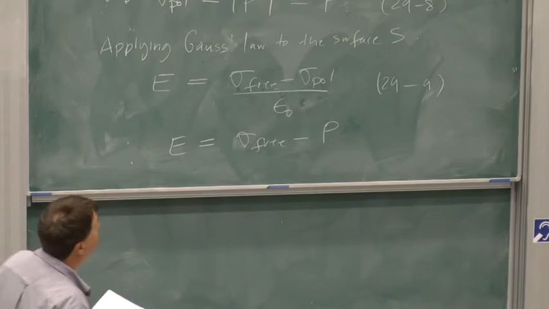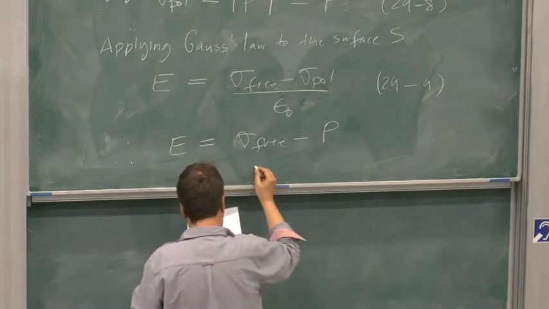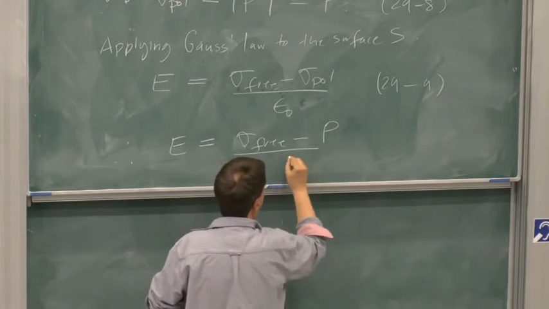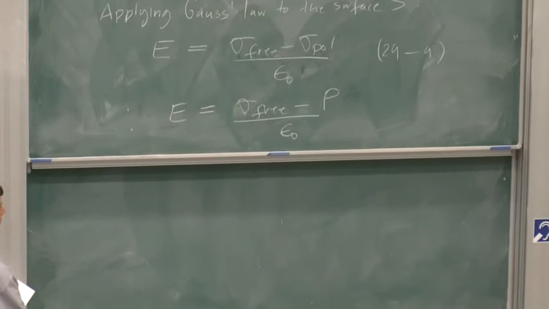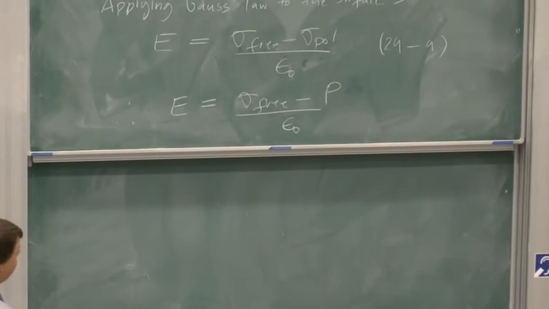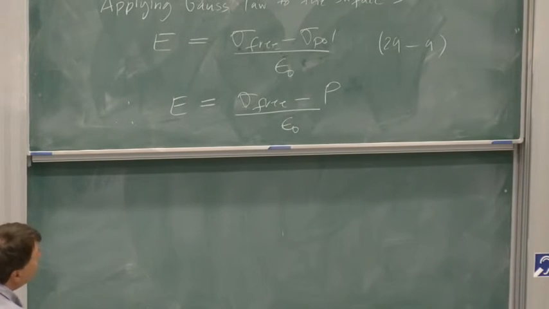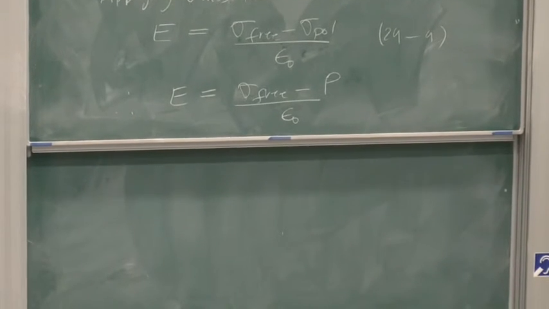again, trivially, therefore, E is equal to sigma free minus P, all over epsilon naught. We've already proved that sigma pole in terms of magnitude is the same as the magnitude of the polarization vector. Now, actually there, if you've got anything other than very, very simple geometry, is where the calculation gets stuck. Because dielectrics are incredibly complex materials.